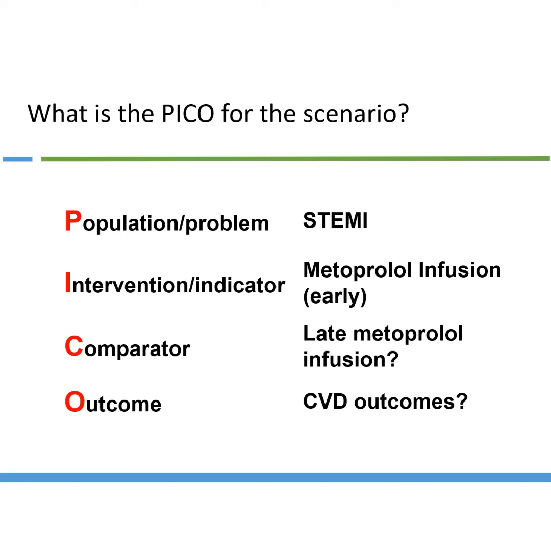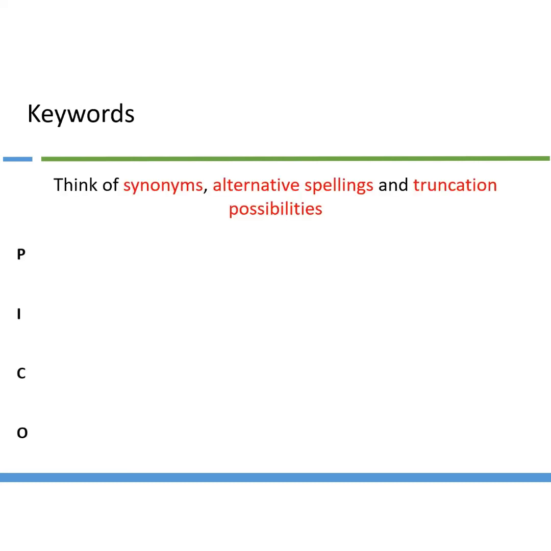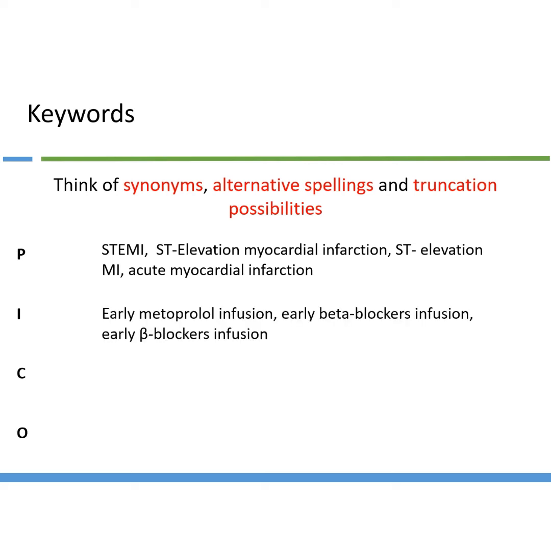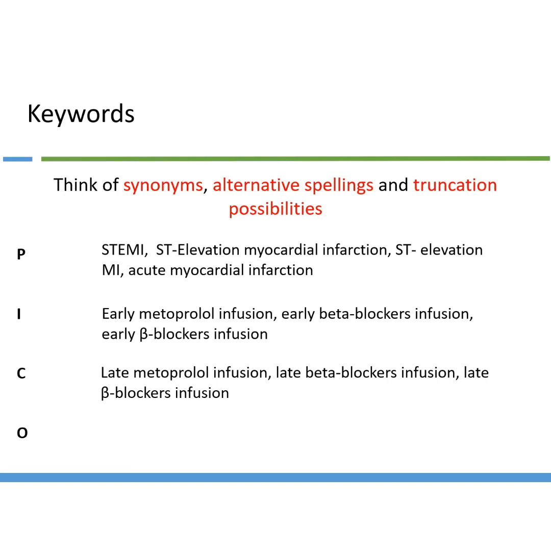We're going to change those into keywords. So you have to have detailed keywords for the population. This is just an example, not all STEMI keywords, just an example of some STEMI keywords. And then keywords related to metoprolol, early metoprolol, beta blockers, and maybe you can list all the beta blockers if you're interested in all of them or as a group. For the comparator, you should do the same. And these are the detailed keywords for the outcome.